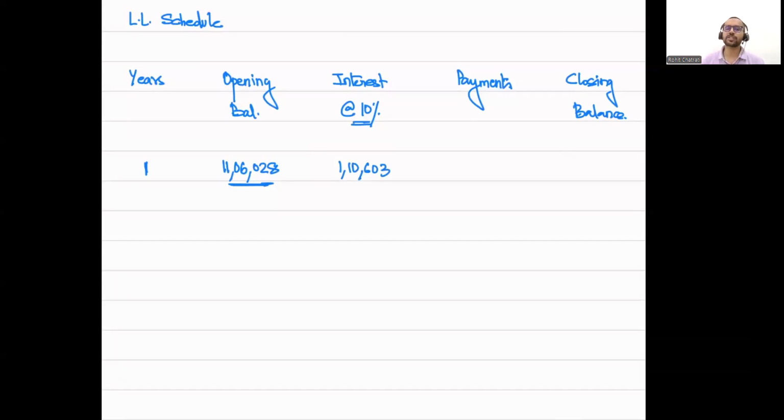All right, I'm rounding it off. It's 602.8. I'm rounding it off for the sake of convenience. So that is going to be 11 lakh 6,028 multiplied by 10 percentage, which is 1 lakh 10,603. I have payment for the first year of 1 lakh 80,000 that will be paid at the end of the year. I've not clarified that in the question, but let's assume that payments are made at the end of the year. So that will give me a closing balance of 10 lakh 36,631.